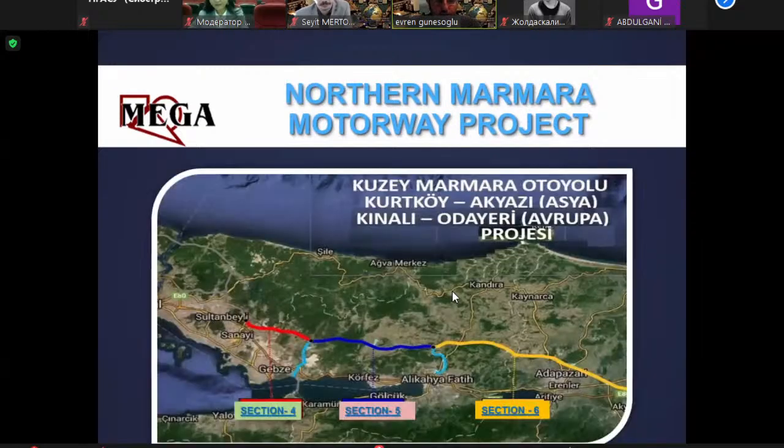The mega engineering scope was covering section 4 and section 6 in the Asian part. Section 4 starts from Kurtköy, passing through Gebze, İzmit, Adapazarı districts and ends at Akyazı interchange by connecting the existing Ankara-Istanbul motorway. The Asian part of the motorway, sections 4, 5 and 6, includes 122 kilometers of main motorway road, 69 kilometers of connection road and 29 interchanges. It includes 5 tunnels, 11 viaducts, 77 bridges, 71 underpasses, and 60 overpasses.